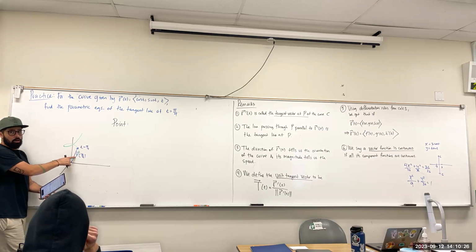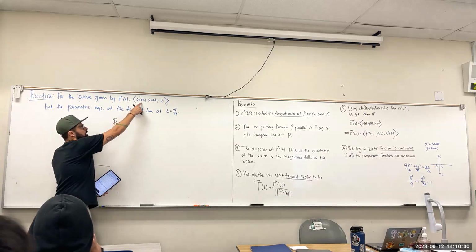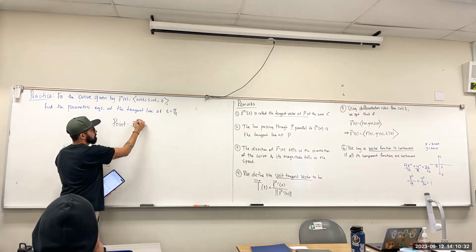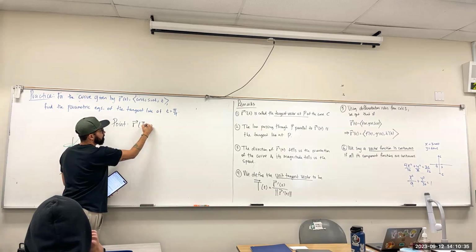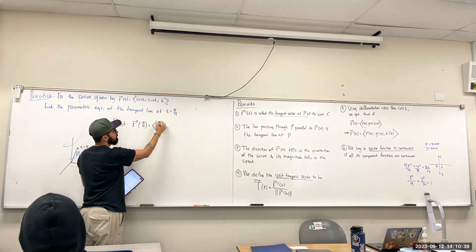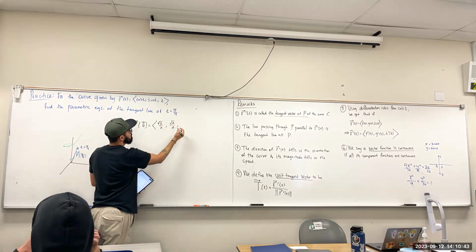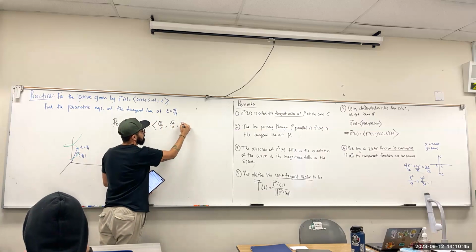I'm just going to use R. So when you use R, you plug in a t value. Let's see what happens. You plug in pi over 4. What's cosine of pi over 4? Root 2 over 2. Sine is root 2 over 2. The t is pi over 4.